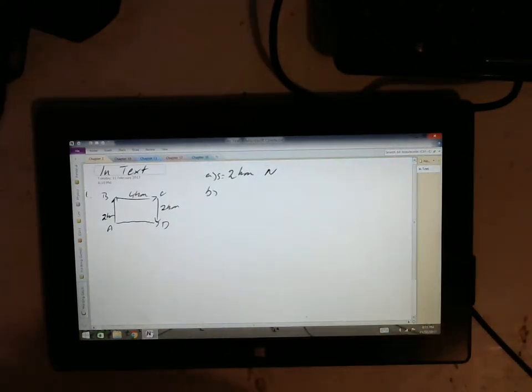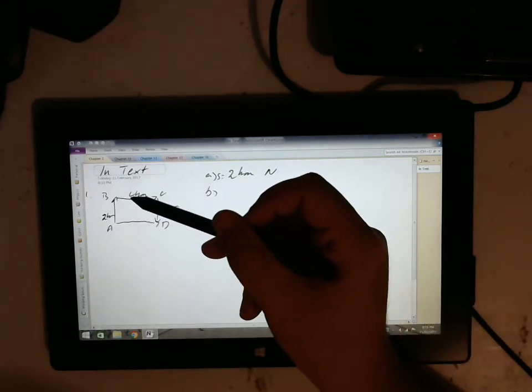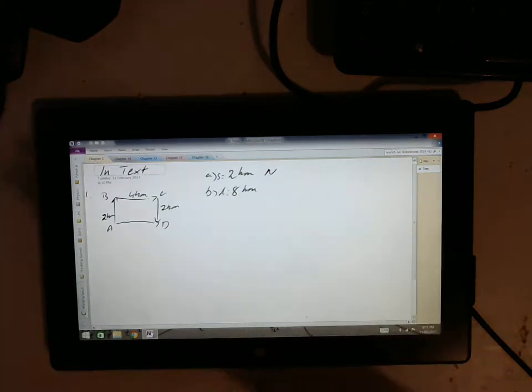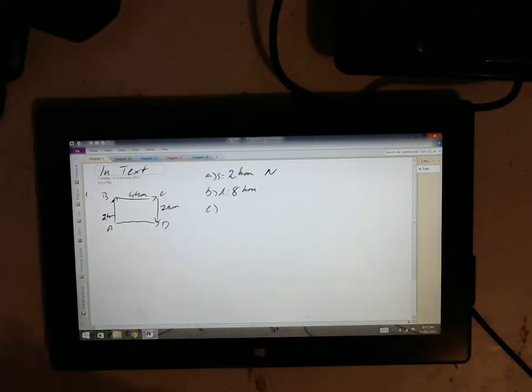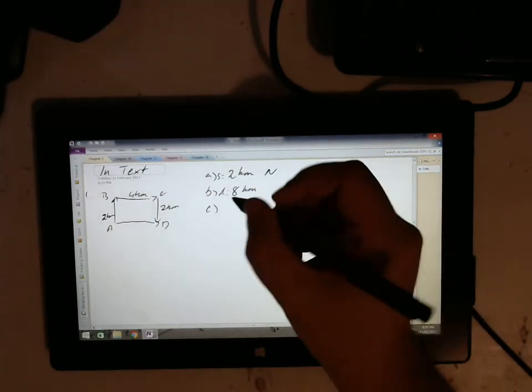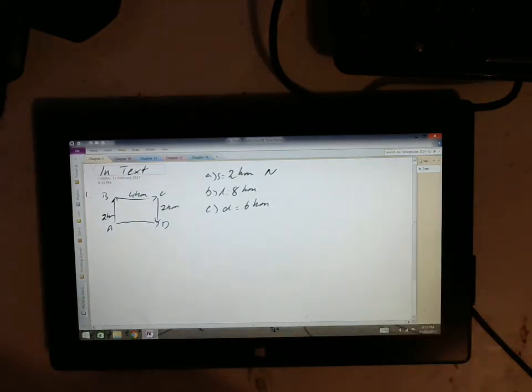Okay, B. What is the total distance travelled when at point B? Well, if he's going A to B to C to D, well, we can see it's 2, 4, 2. So his total distance, D for distance, equals 8 kilometres. Note, there is no direction. What is the total distance travelled when at point C? Okay, 2, 4. So D equals 6 kilometres. That's actually simpler than B.